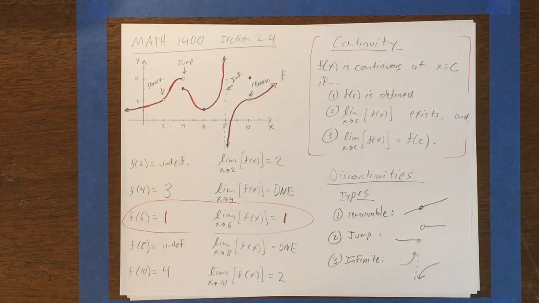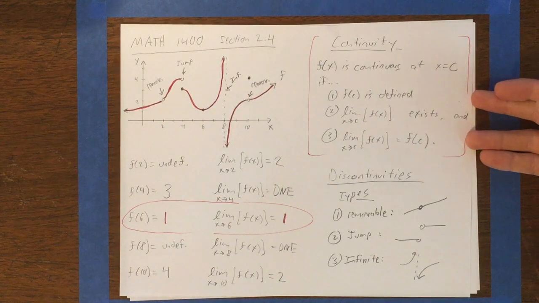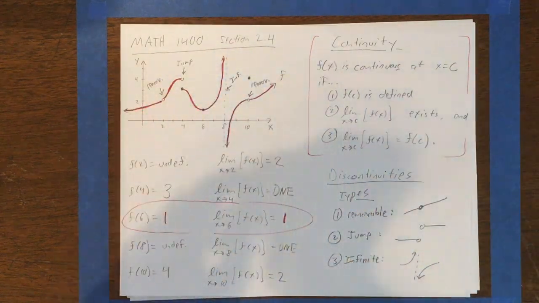So that's the concept of continuity. This is the formal definition here, but you know, the basic idea is it's a continuous curve. You could draw it with your pencil without lifting it off the paper. That's continuous, and we're going to use that concept as we go along here.